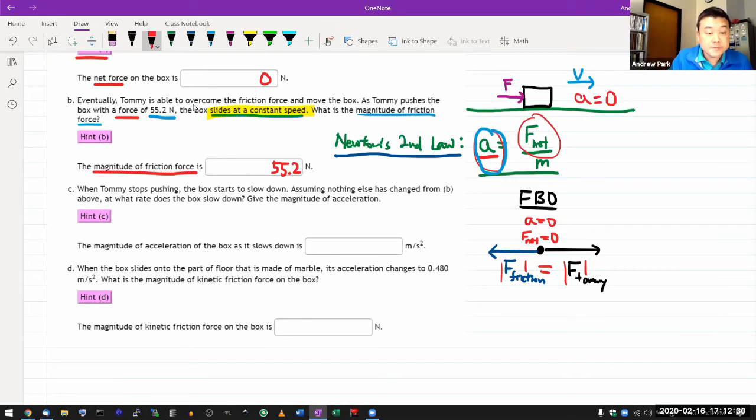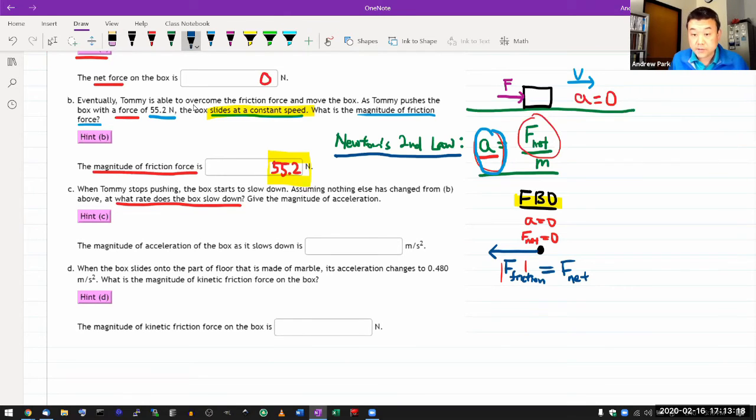It says when Tommy stops pushing, the box starts to slow down, assuming nothing else changed from B above. At what rate does the box slow down? Well, in B, I figured out the friction force, so it seems like that's the thing to use. When Tommy stops pushing, this free body diagram that we have drawn gets modified a little bit. Tommy isn't pushing anymore, so there's no force due to Tommy anymore.